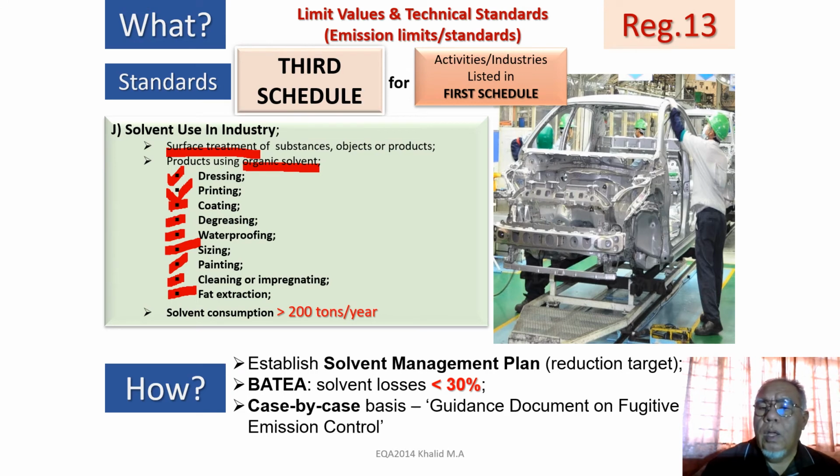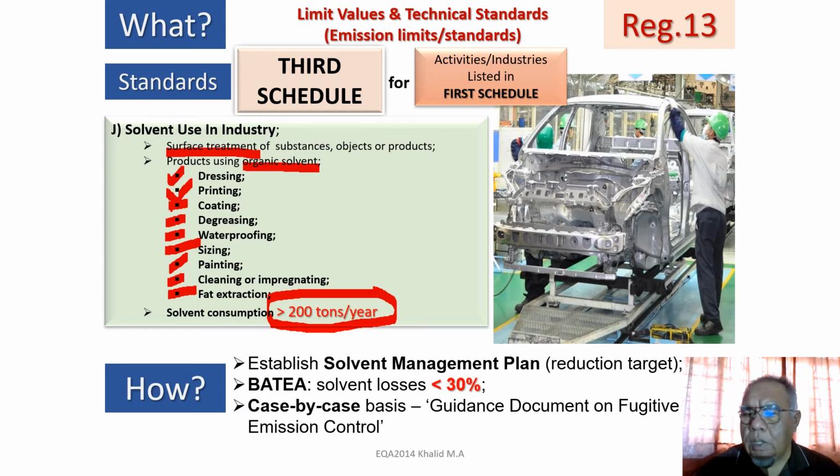So what does the law say? We have to come up with. Now, who is subscribing before that? Who is subscribing? If our company is using more than 200 tons per year of solvent, then we are subscribed to this particular regulation 13, third schedule J, solvent used in industry. What does the law want us to do?